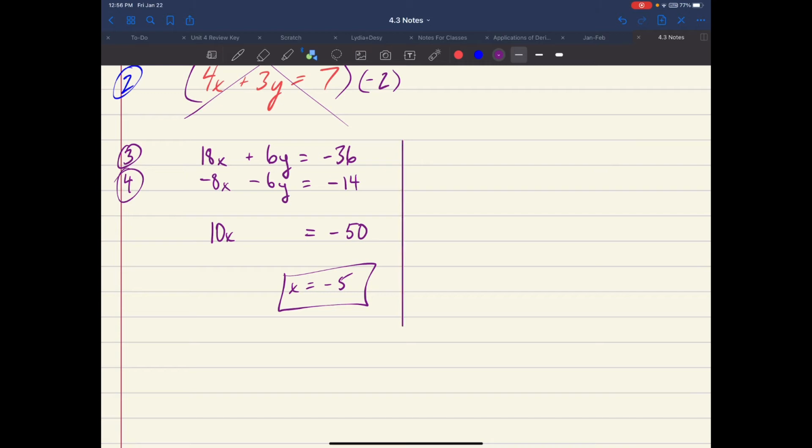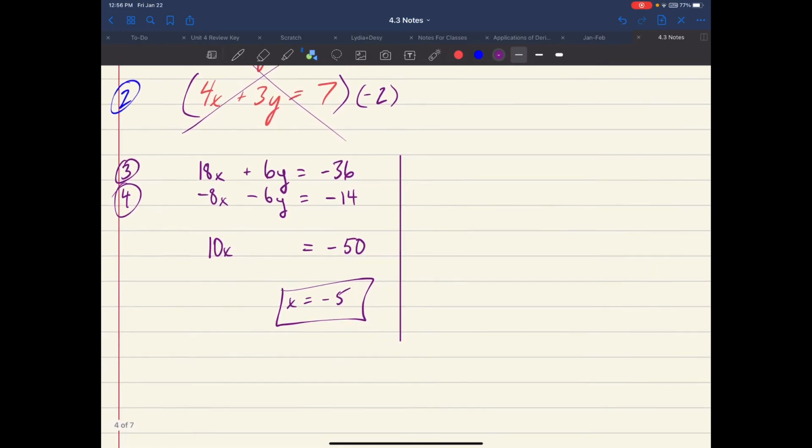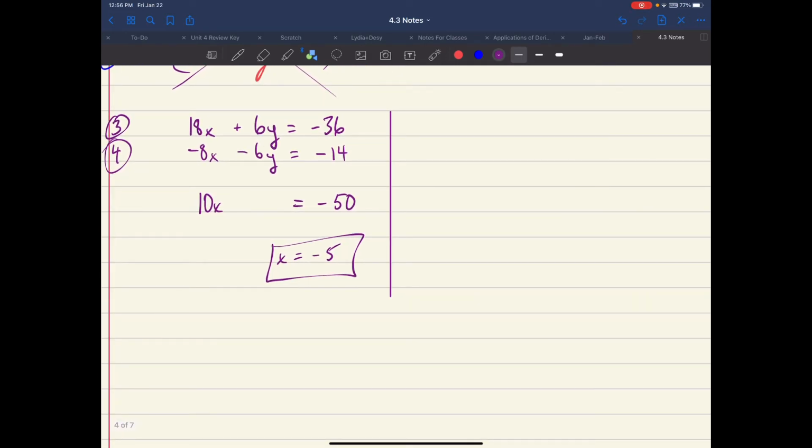So now I'm going to solve for y. I would probably use one of these original equations, but to keep this a little more simple on the page here, I'll use the second equation. I always choose that wrong pen. So it'll be negative 8 times x minus 6y equals negative 14. So now we just go through and solve this. So this is 40 minus 6y equals negative 14.